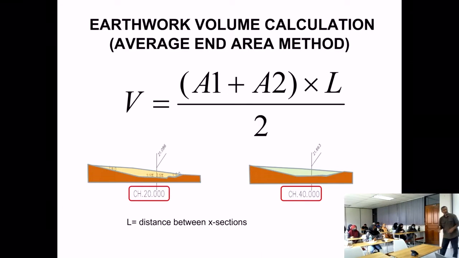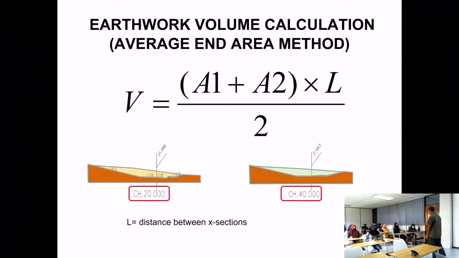Okay, that's the formula that I mentioned just now. Volume is equal to area 1 plus area 2 divided by 2, multiplied by the distance. Distance is, remember the chainage, the next chainage minus the previous chainage. So, the L is 40 minus 20 meter.